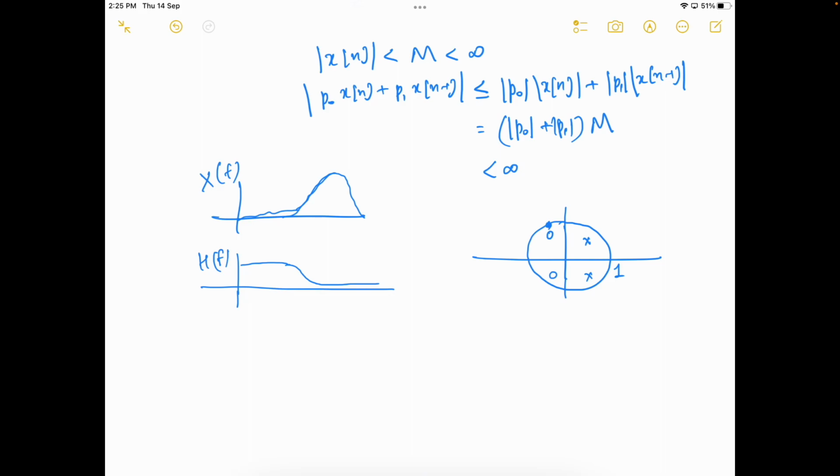Why is the 0 exactly on the unit circle? It can be on the unit circle, no problem. It can be outside the unit circle also. Zeros can be anywhere. Just the poles have to be inside the unit circle for stability.